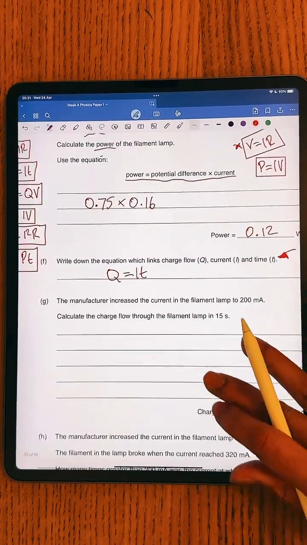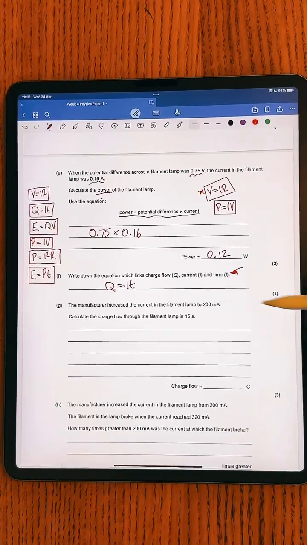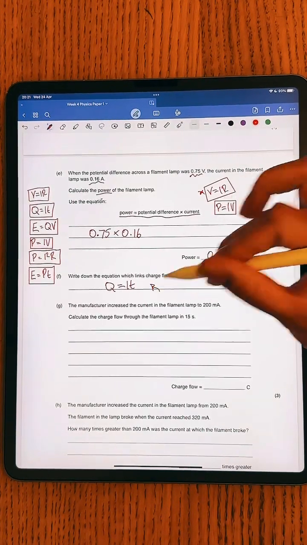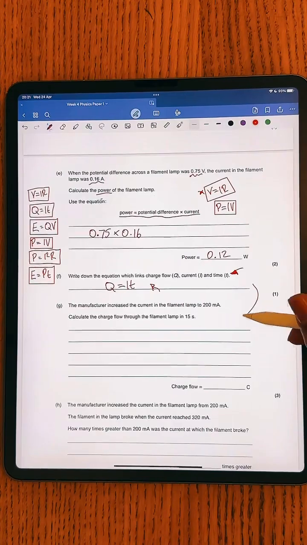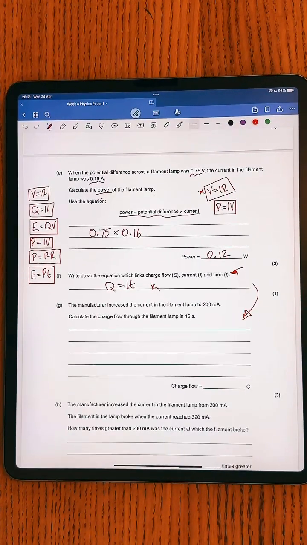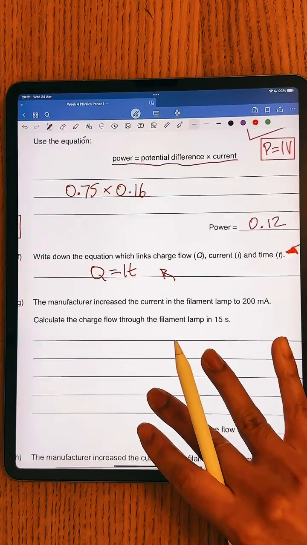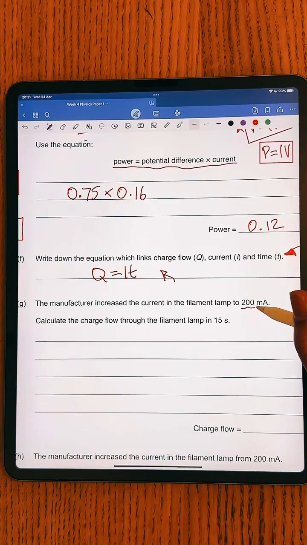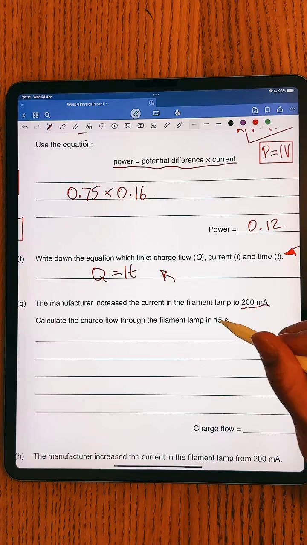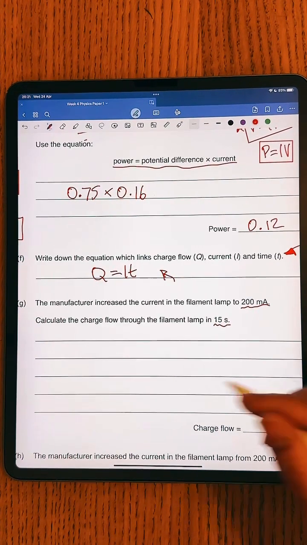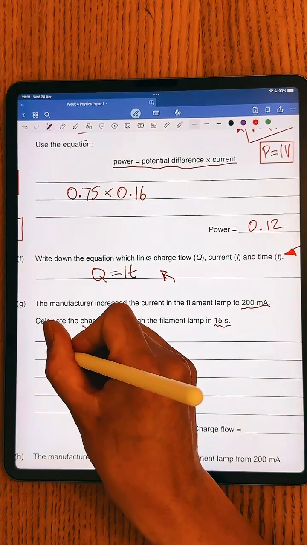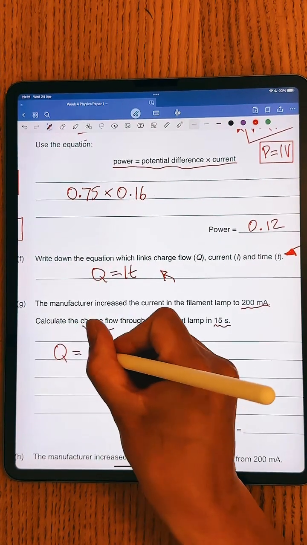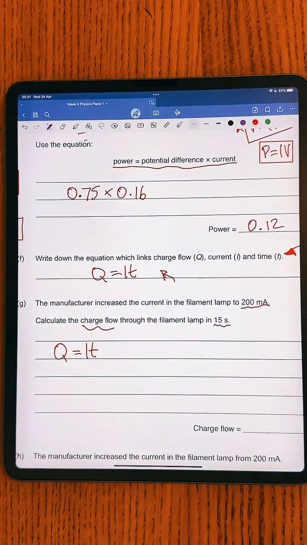Okay, next one. Also, when they give you a question where they ask you to recite an equation, it usually means you need to use it in the next question. So it's kind of a clue. If they've given you a question like this, in the next question you probably need to use this equation. So see here, they've given you current, they've given you time. It's asking us to work out charge. So we need to obviously use the equation Q is equal to IT.